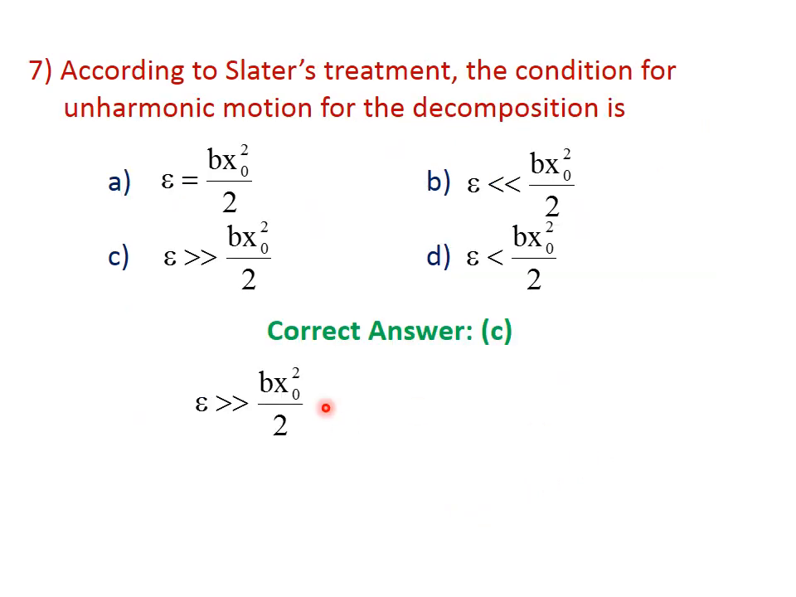Question number 7. According to Slater treatment, the condition for anharmonic motion of decomposition is? Answer is C. Epsilon is very much greater than B x square by 2. The correct answer is C.